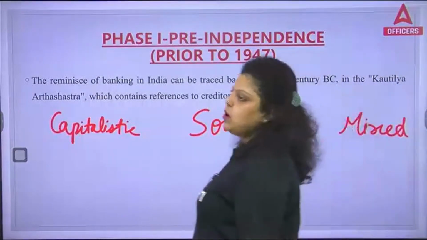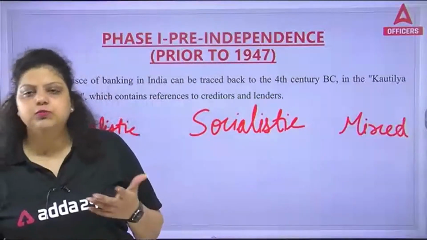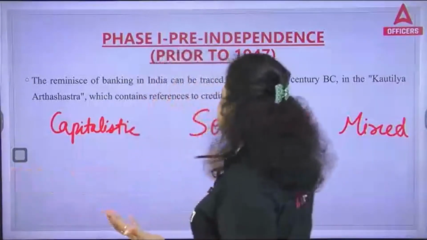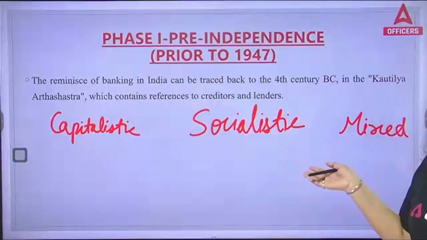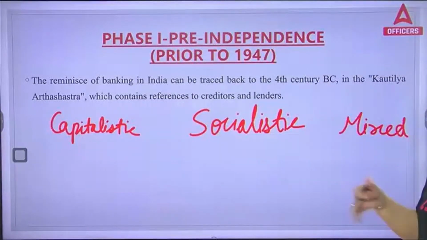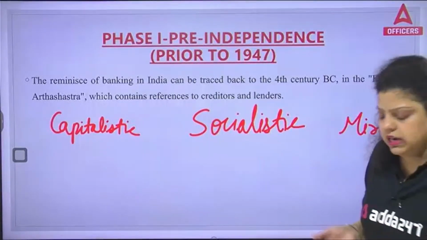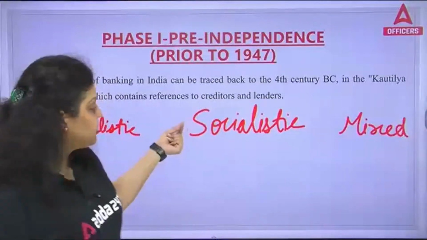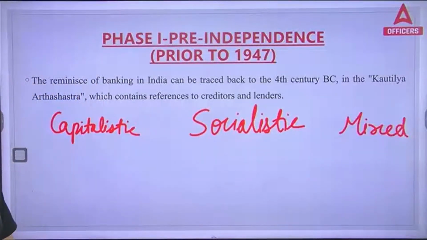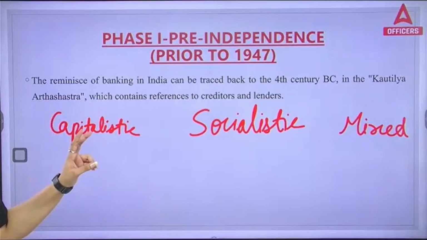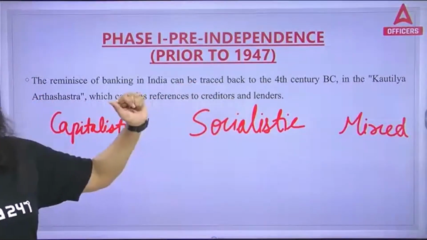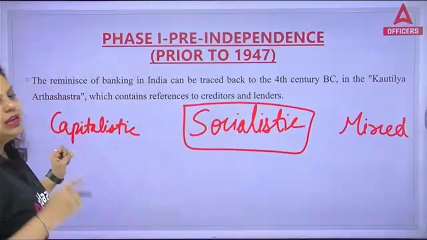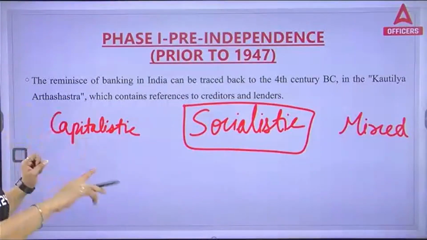So capitalistic economy always works for profit maximization because private industrialists are there and they focus on profit maximization. Second, socialistic economy is the economy that focuses on social welfare, or providing social security to the people. That's the main objective of the socialistic economy. And mixed economy has the objective of doing both. Right, so this is the capitalistic, socialistic, and mixed economy. Now, prior to independence, we used to have a socialistic economy that was working on social welfare mainly.